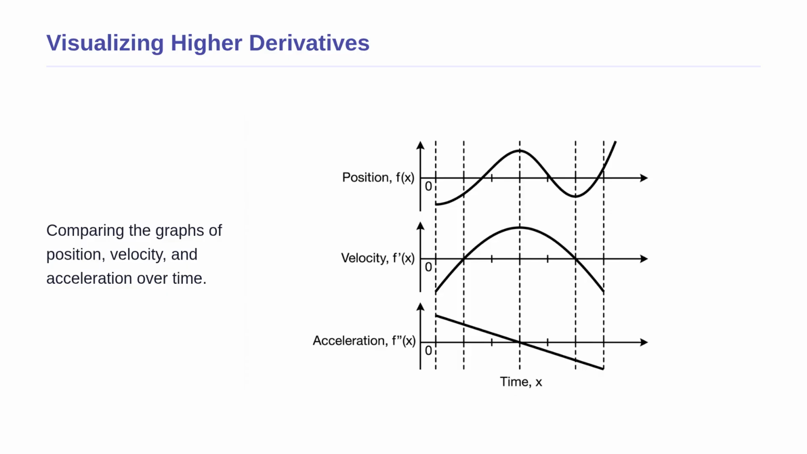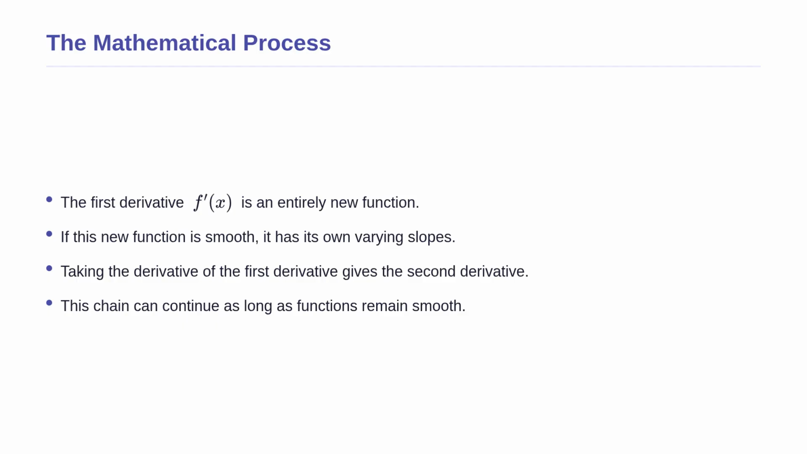Similarly, when the velocity curve reaches its highest point and flattens out, its slope is zero. Looking at the bottom graph, the acceleration line crosses zero at that exact time. Every graph here is simply a map of the slopes of the graph directly above it. Seeing these graphs helps us understand the visual relationship.